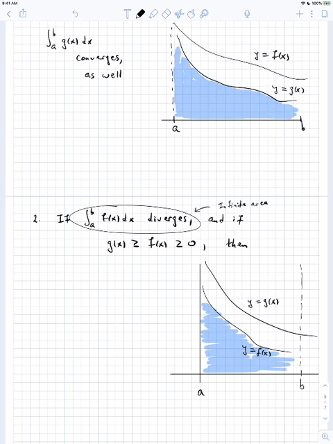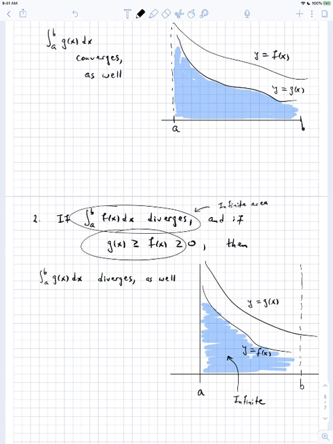If your function is positive, the only way you can have a diverging integral like this is if the area is infinite. So what do we know about g? So then the integral from a to b of g of x dx. Well, if g is bigger than f, and we know that this area is infinite, and we know that g is higher up, so that means there's more area underneath it than there is for f. That means it must be infinite too, so this also diverges as well.